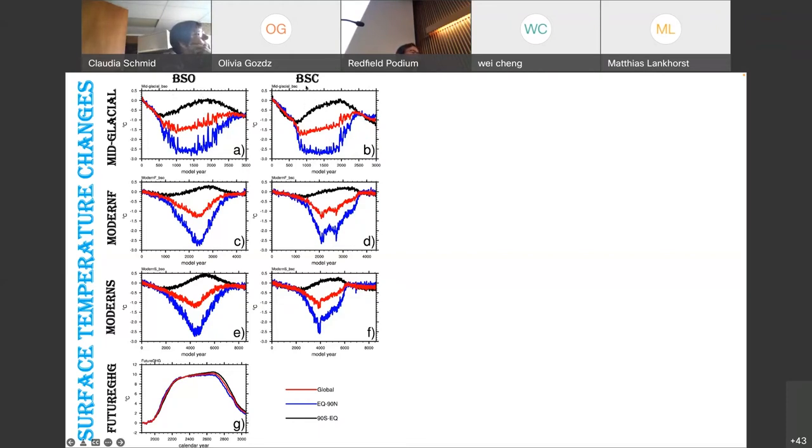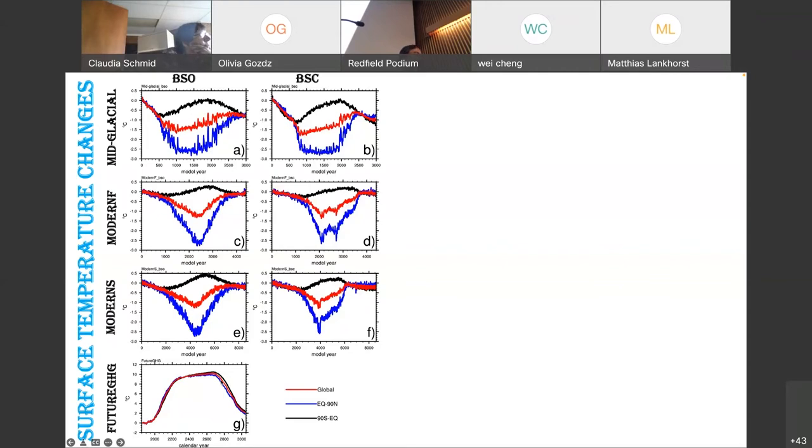The reason for that is with a closed Barents Strait, there's a change of the circulation in the Pacific corresponding to the collapse of AMOC, which partially compensates the meridional heat transport reduction due to the collapse of AMOC.